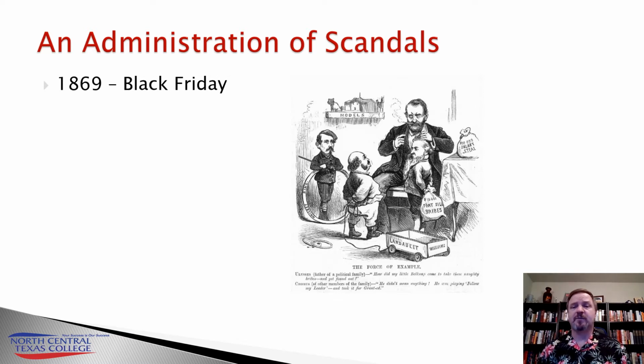Starting with his first year as president, 1869, Black Friday. 2 financiers, Jay Gould and James Big Jim Fisk, are going to attempt to corner the gold market. Their plan was simple. All plans should be simple, right? Grant was trying to reduce the supply of paper money by exchanging it for gold, right? Basically making the federal government more reliant on specie, on gold, okay?